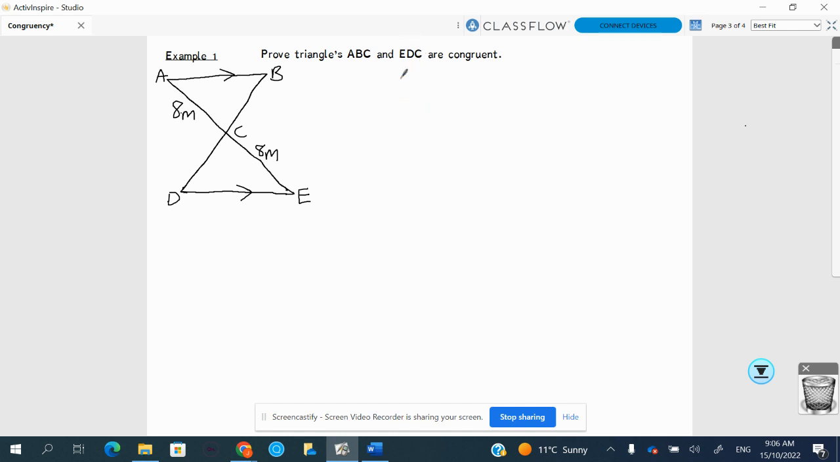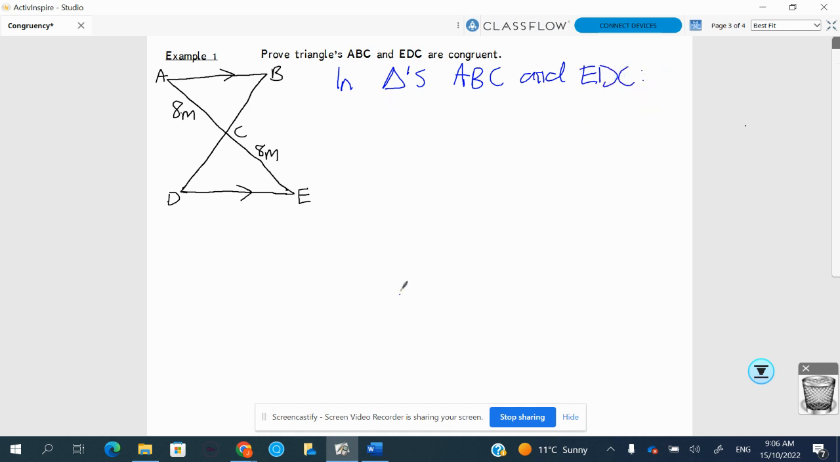So I'm going to start off with a statement in triangles ABC and EDC.